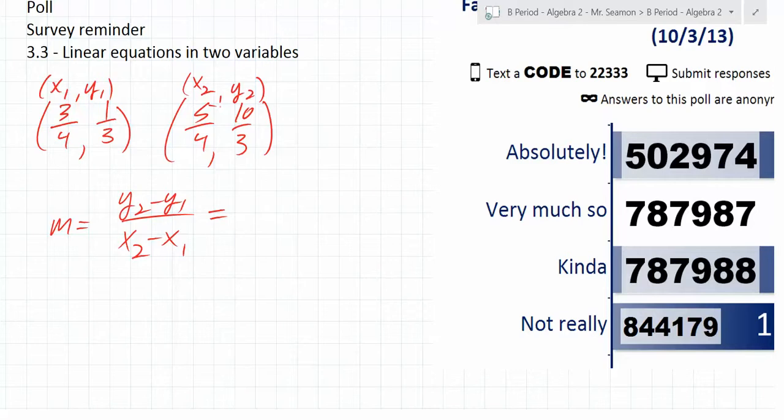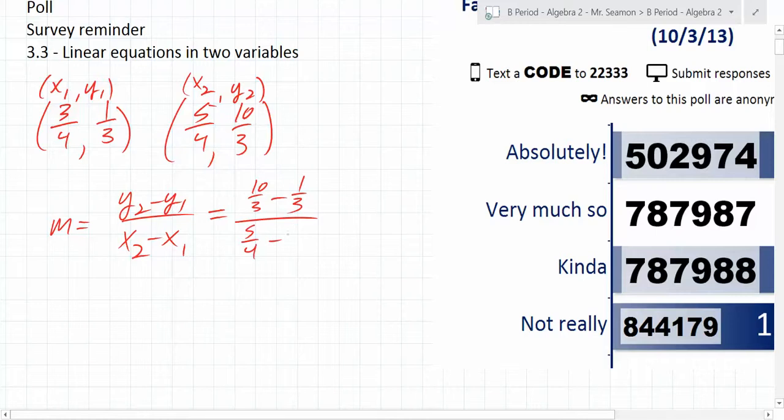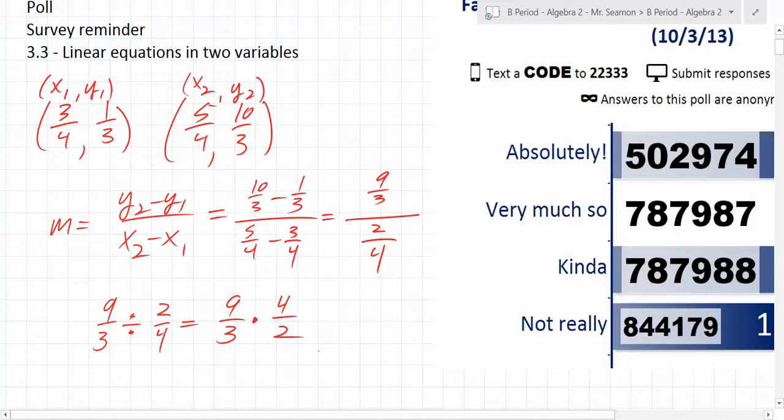Okay. So on this one, if it was y2 minus y1, tell me what we're subtracting on top. Nate. 10/3. Yep. Minus 1/3. Yep, and what's on the bottom, Nate? 5/4. Yep. Hey, look, they even give you common denominators. So that's going to be 9/3 and 2/4. Dividing by a fraction is the same thing as multiplying by what? The reciprocal. So 9/3 divided by 2/4 is the same thing as 9/3 multiplied by 4 over 2.